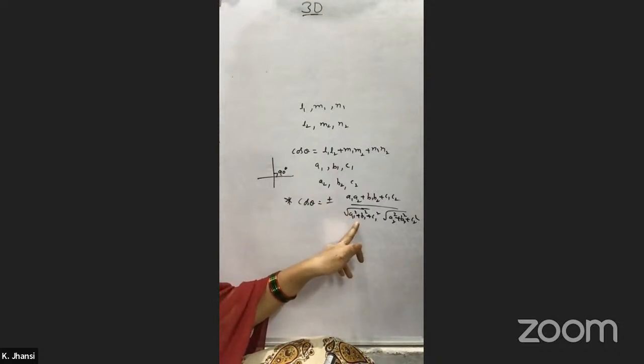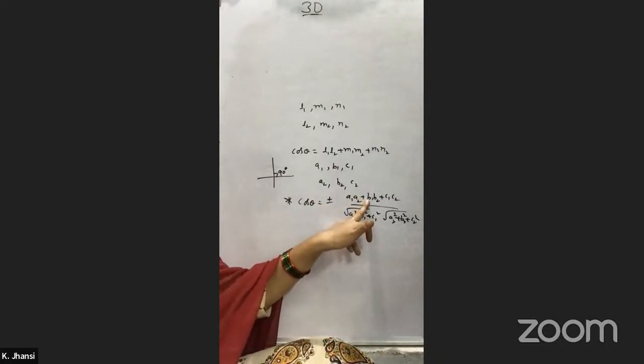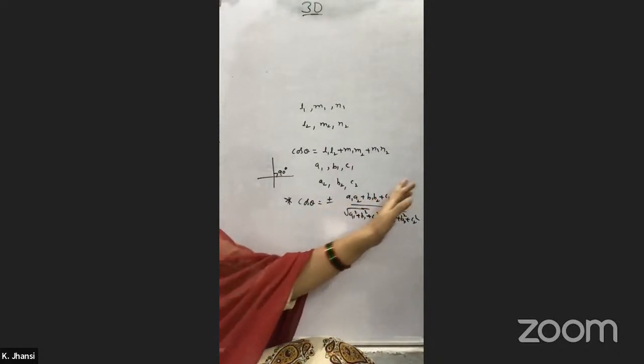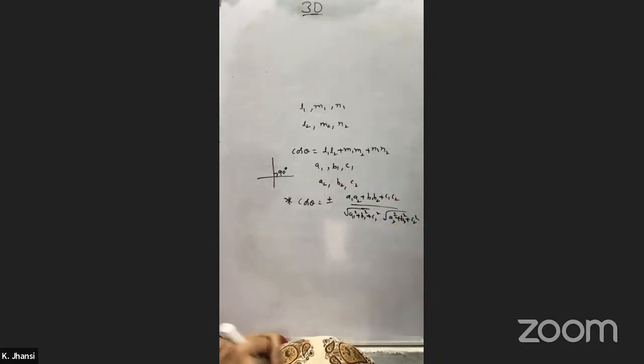So therefore the denominator value does not matter; only the numerator value will be there. That is, the numerator is equal to 0. So that is whenever the lines are perpendicular.